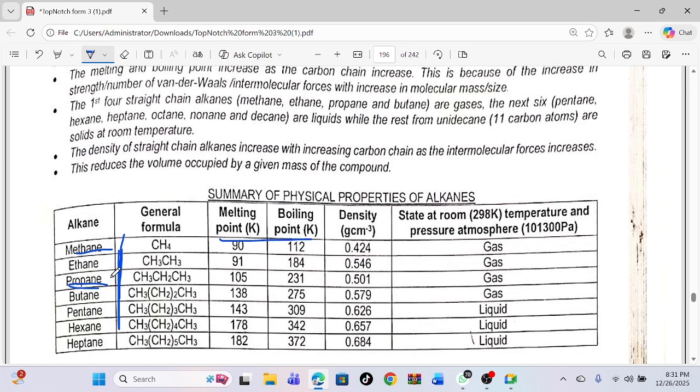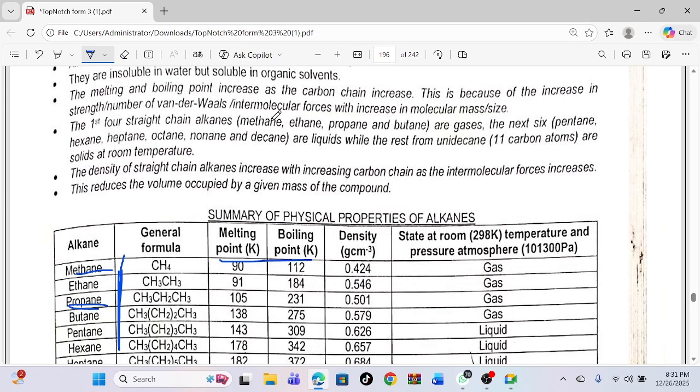Unasema ama nakwambia compare the melting point. So compare the melting point, unasema aje? Propane has higher melting and boiling point than methane because of the increase of number of van der Waals forces. Ama unasema nini? Because propane has more number of intermolecular forces or van der Waals forces than methane. That's the first question ambayo you are expecting.